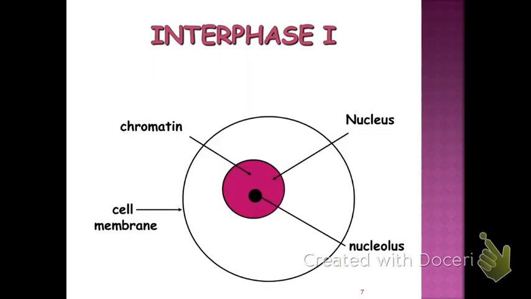Okay, so here is like a cell in interphase. Remember that the chromosomes are not visible yet. We can easily see our nucleus and our nucleolus inside of our cell. So this is something you should already know and be familiar with.